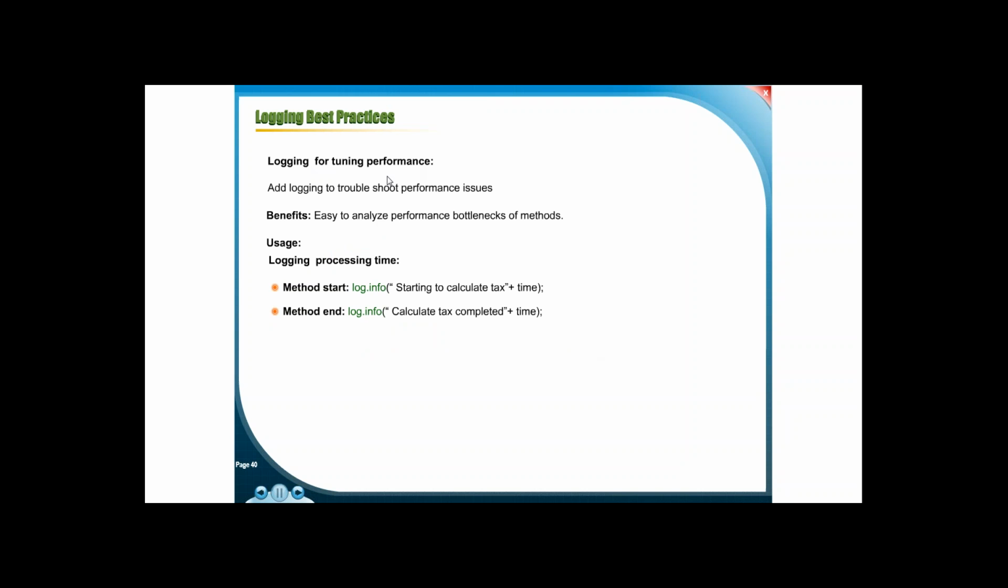Logging for tuning performance: add logging to troubleshoot performance issues. This makes it easy to analyze the performance bottlenecks of methods. So log.info "Starting to calculate the tax" at the beginning of the method and "Calculate the tax completed" at the end. That gives the method execution time. You can log the time at the beginning of the method and the time at the end of the method. If you take the difference between the two times, you will get the time taken by the execution of the method, right?